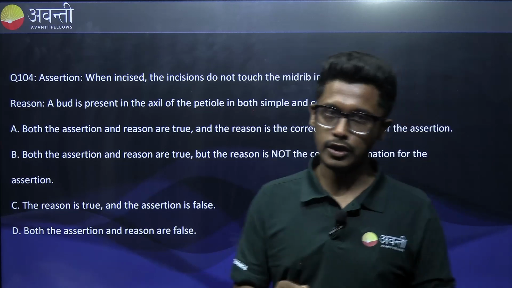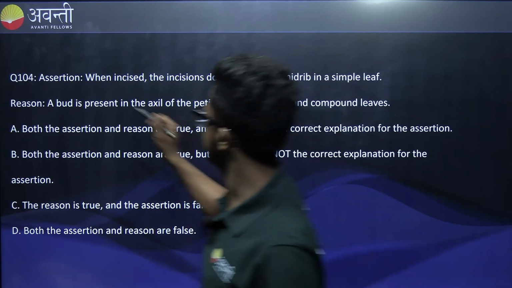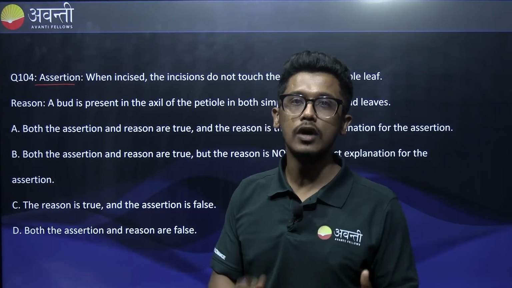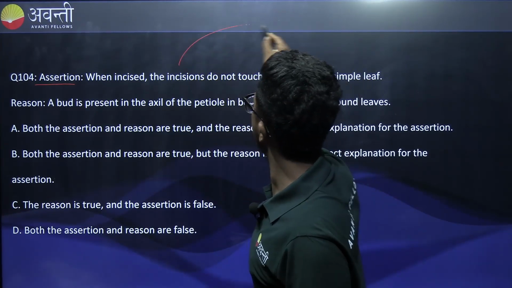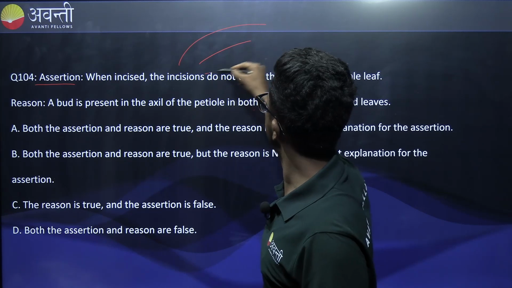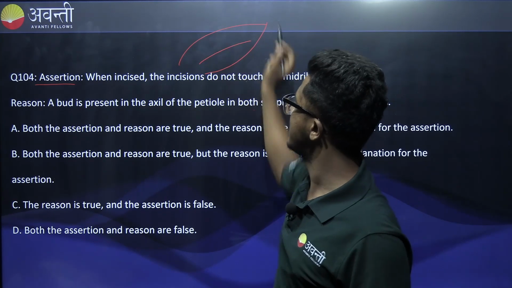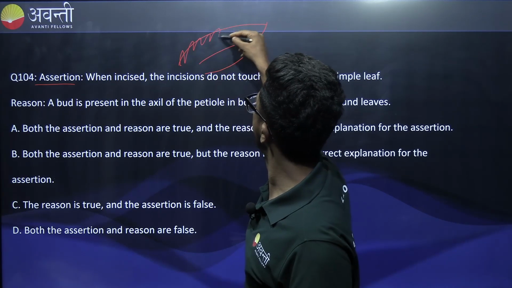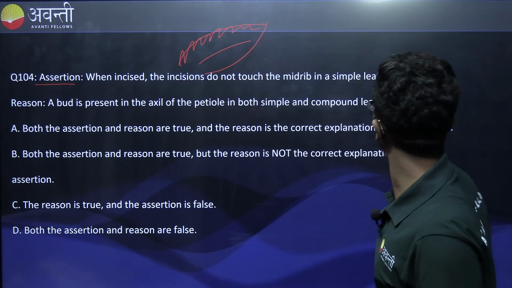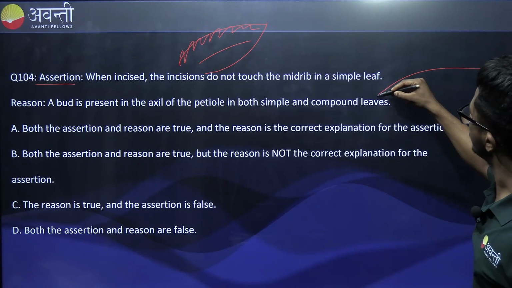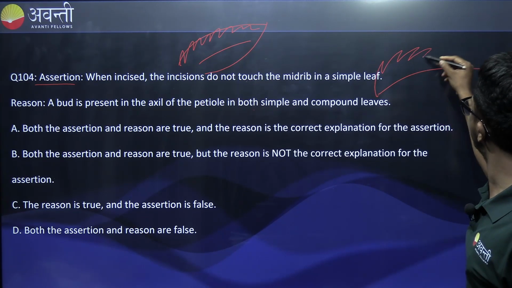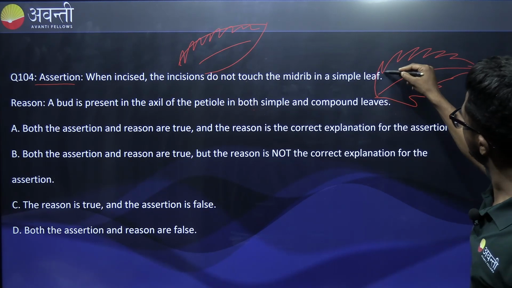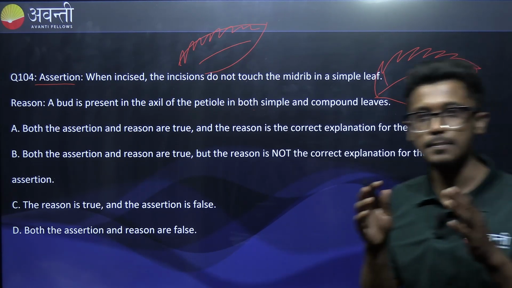So let's look into this question part by part. The first one is the assertion part. In the assertion part it's given, when incised. So if you look at the leaf, the leaf lamina is like this. This is the leaf, and you have the leaf lamina. In some of the leaves you can see that there are some ridges like this that go across. I can draw a leaf like this, and you can see the leaf has some ridges in the lamina like this. So if these ridges do not touch, they are called a simple leaf.